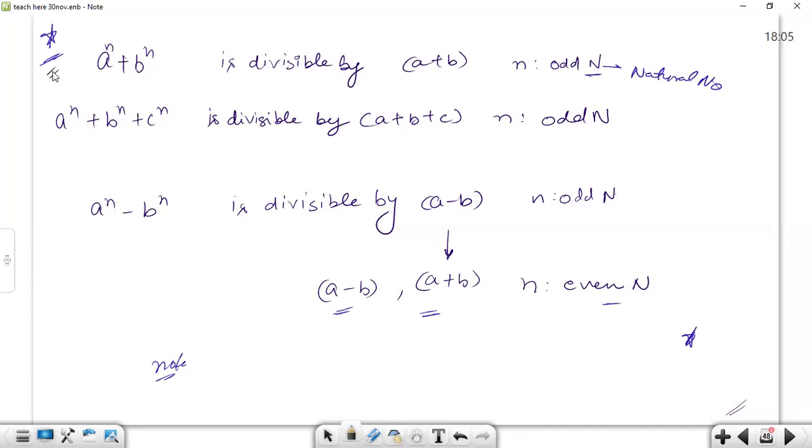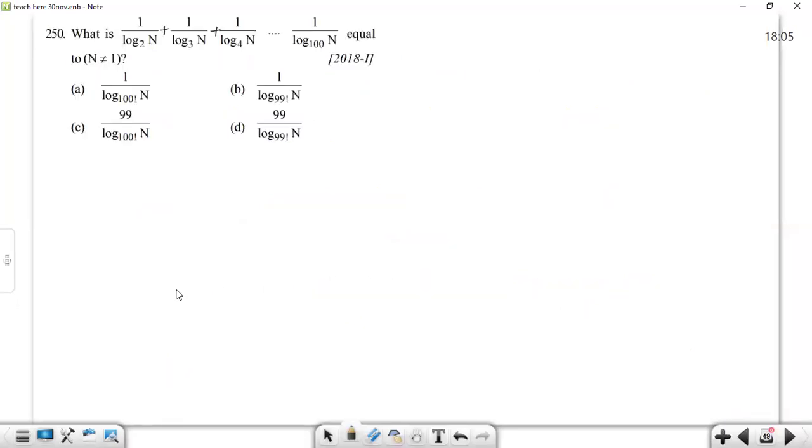Clear any doubts? There is also an additional point that a raised to power n plus b raised to power n plus c raised to power n is divisible by a plus b plus c, where n is an odd natural number. It is similar to the property that is just written above it. So moving on.